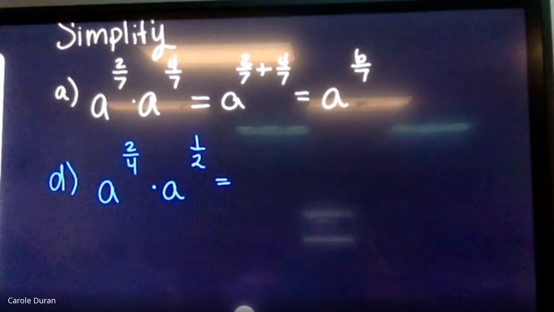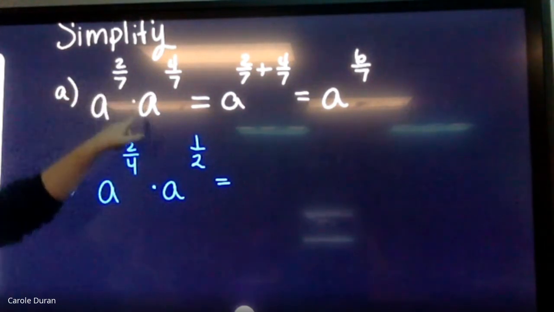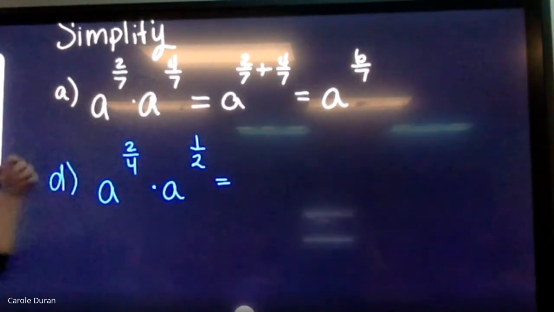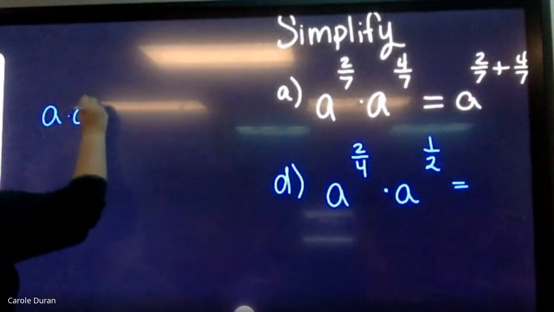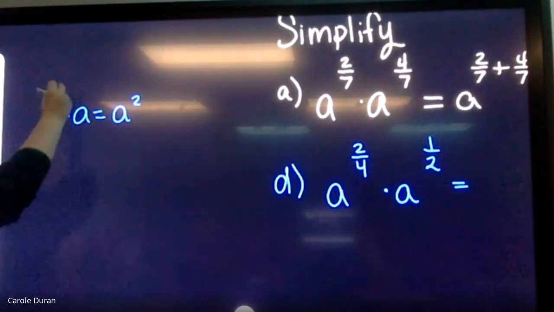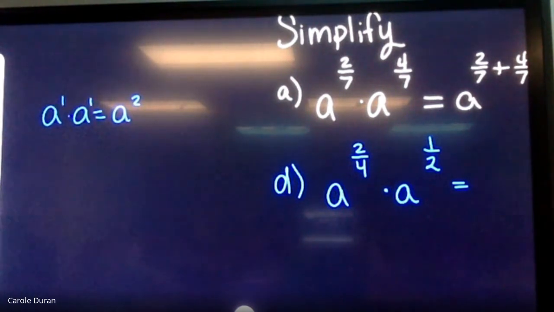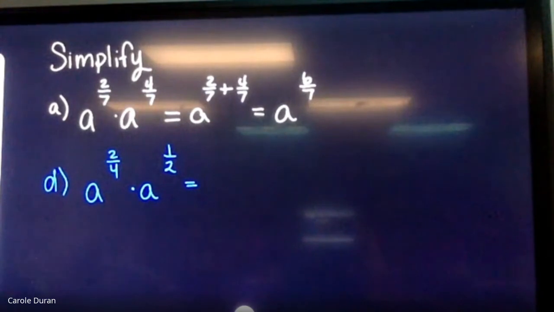What's your question? I don't understand why it's not A squared. Because that's not A to the 1. That's A to the 2/7 and A to the 4/7. So if I do A times A, this is just a side note, we acknowledge that that's A squared, right? But why is that A squared? It's because it's A to the 1 times A to the 1, and 1 plus 1 is 2. So we've been doing this all along. You just didn't know that you were doing it. Now we're just learning it differently because we're not doing whole number exponents anymore.